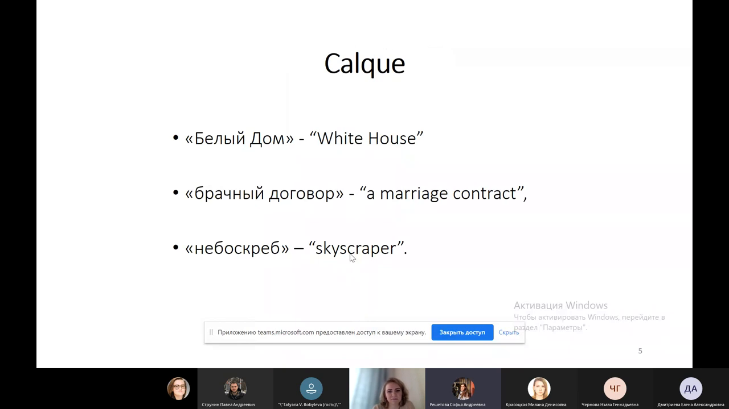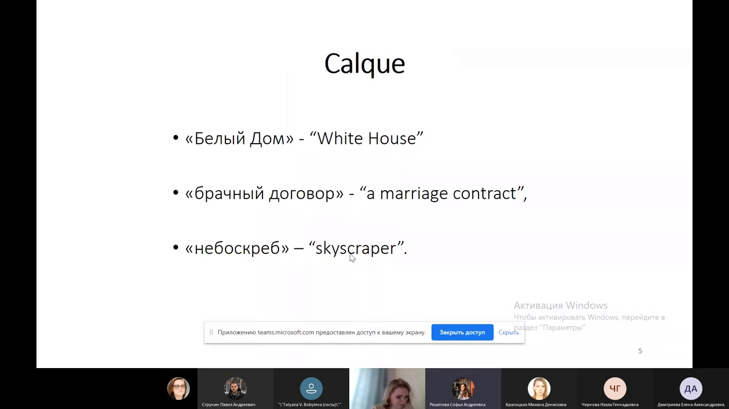The next method that can be used while translating non-equivalent vocabulary is calque. This technique means borrowing a phrase or word from another language while translating its components in order to create a new lexeme in the target language.